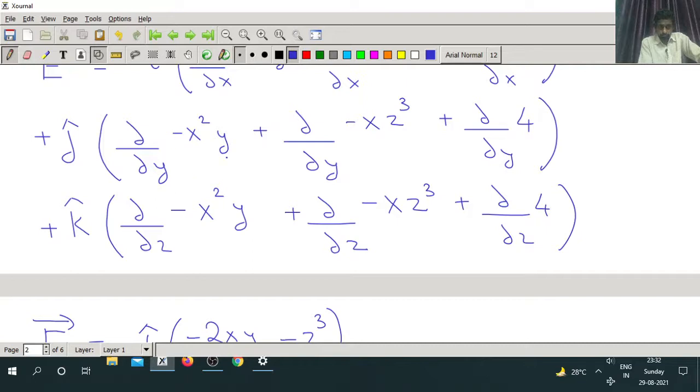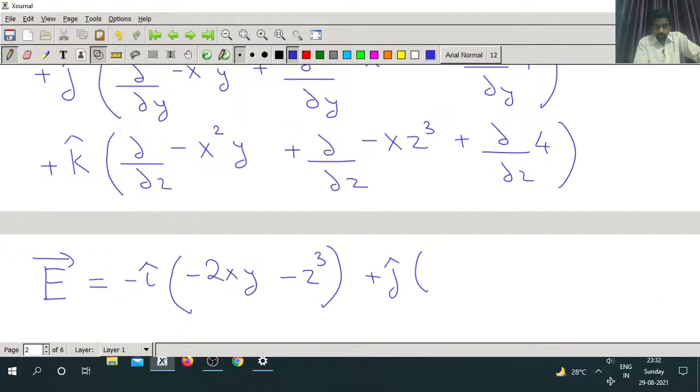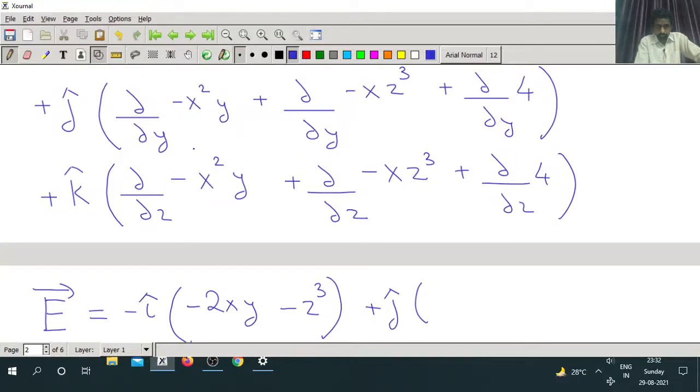and now differentiation of y with respect to y is 1, so if we keep this plus j cap as common, then you will find this will become minus x square, and the remaining things are 0 because differentiation of z cube is also 0, and differentiation of x is also 0.